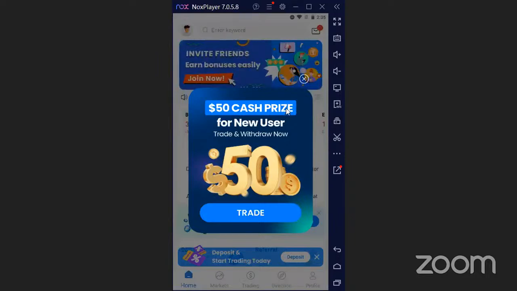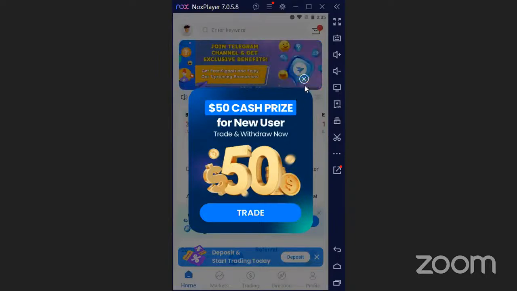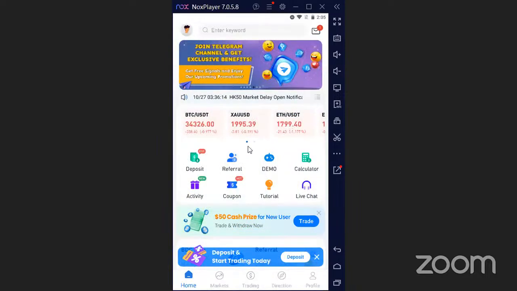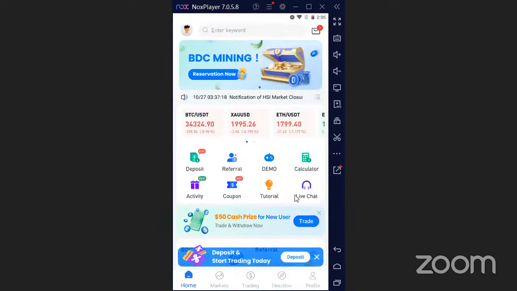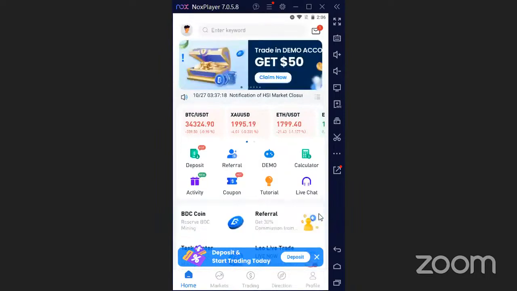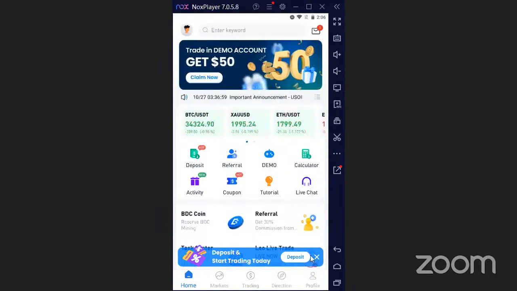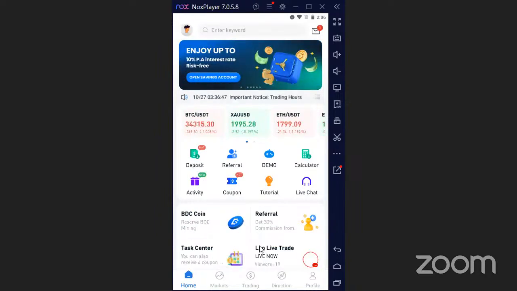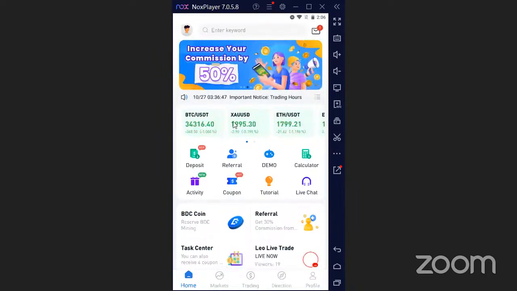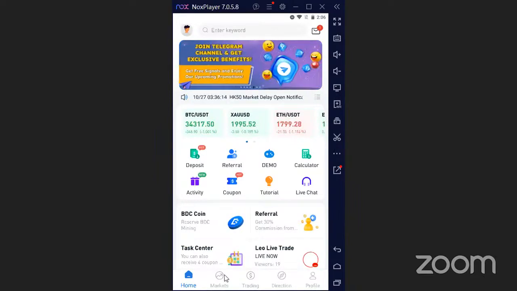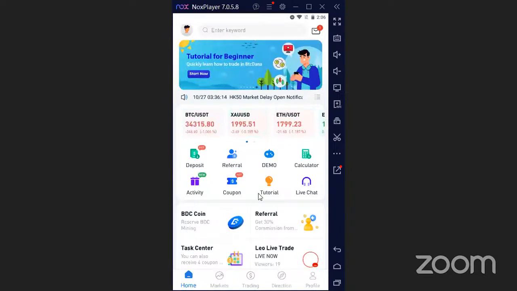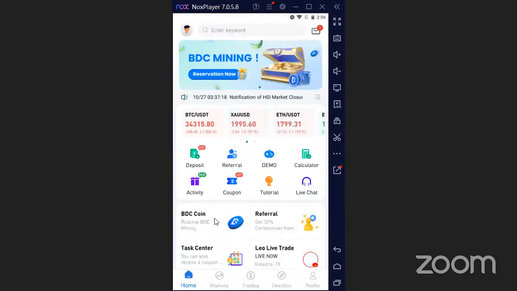All right. So this is my BTC Dana trading application screen. This is the home page, and as you can see on the home page, we have so many things here. Now, to open a trade, let's not do anything here on the home page. I'll just walk you straight to where you can open a position.